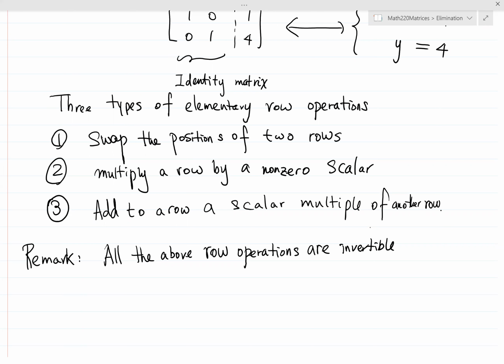For instance, if we multiply by 5, and then multiply by 1/5, we recover the original. And for the third, we add a scalar multiple of a row to another, we can also subtract that so that we recover it again. So this is invertible, an equivalent transform. We don't introduce new information, and we don't lose any information.